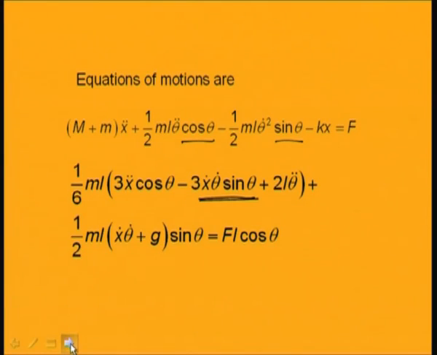So, similarly you can find the same equation of motion by using the Lagrange principle also. By using the Lagrange principle, you have already found the kinetic energy of the system and the potential energy of the system. So, you know the Lagrangian of the system. After knowing the Lagrangian, you just use this equation.